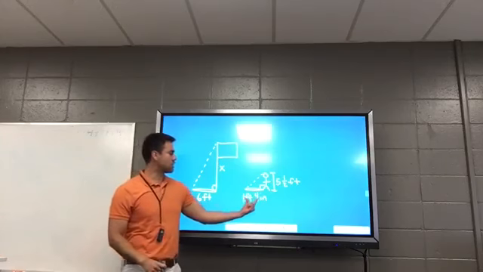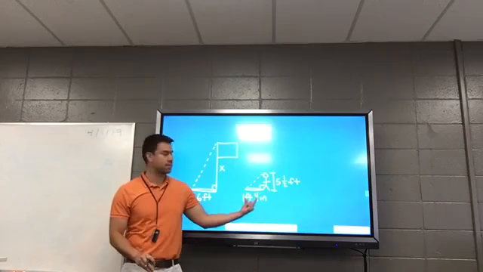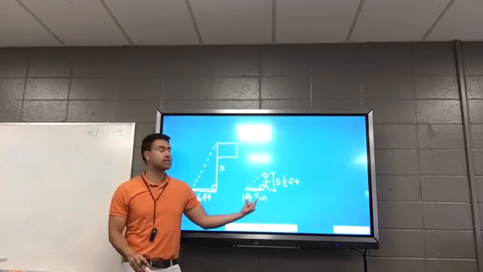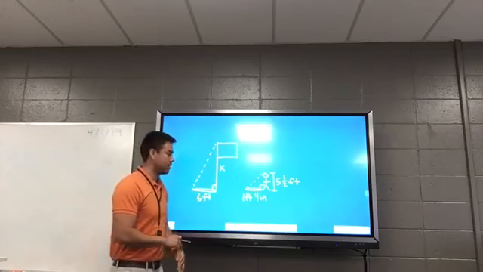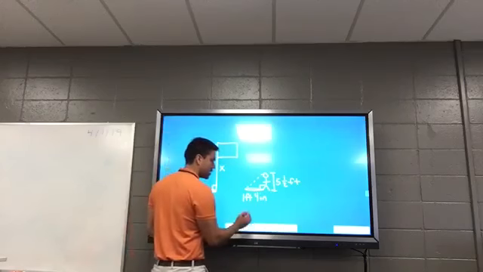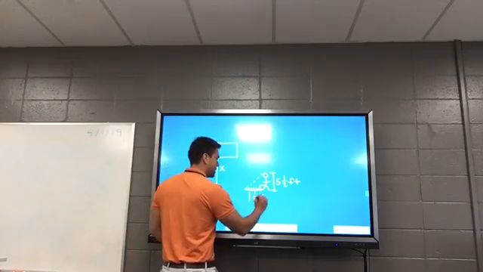What can we do to this 1 foot 4 inches? It is not 1.4 feet. It is not 1.5 feet. It is 1 1/3 feet. That's correct. I'm going to change that to 1 1/3 feet.